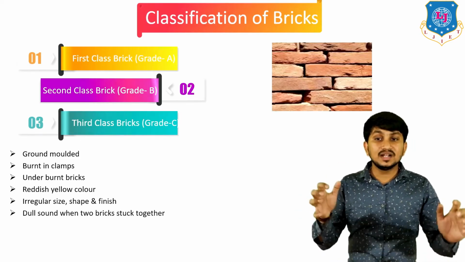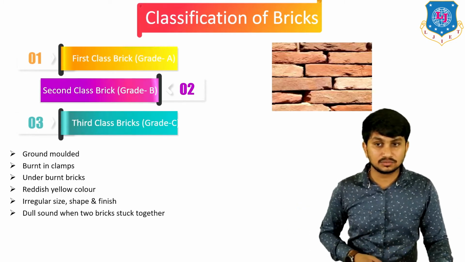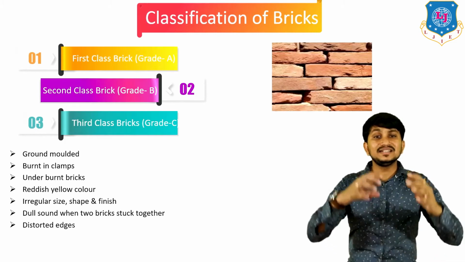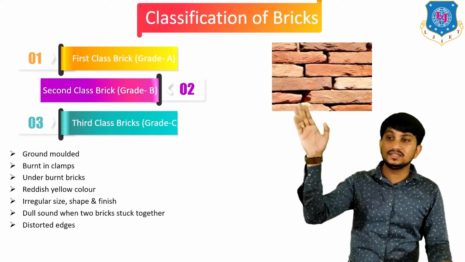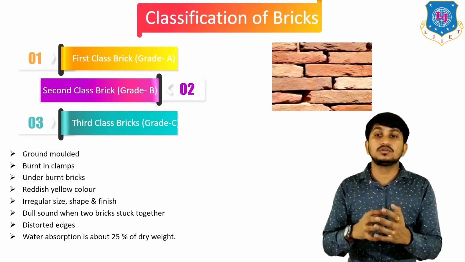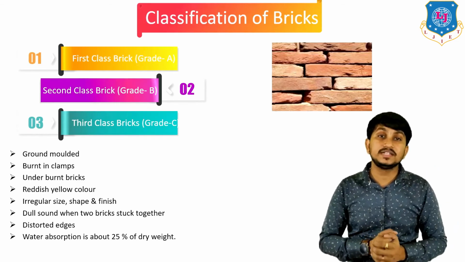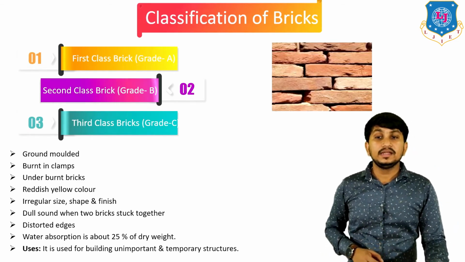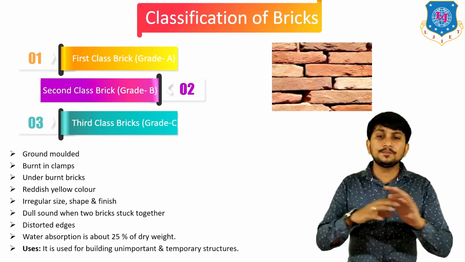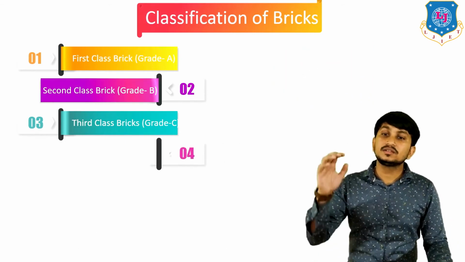It has dull sound when two bricks are struck together, not giving metallic ringing sound. It has distorted edges. You can clearly see in this figure also. The water absorption is comparatively more compared to first class brick and second class brick. It is about 25% of its dry weight. It is mainly used for building unimportant and for temporary structures. That's all about third class brick.